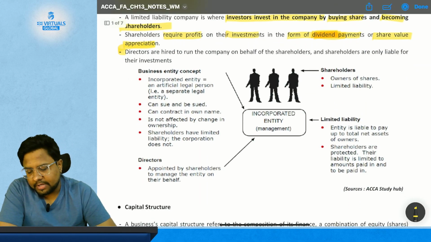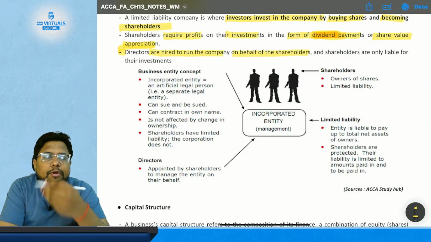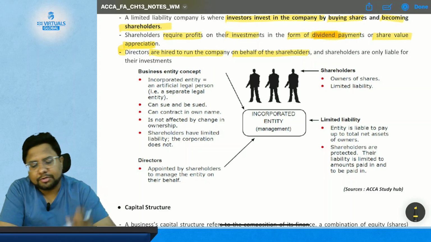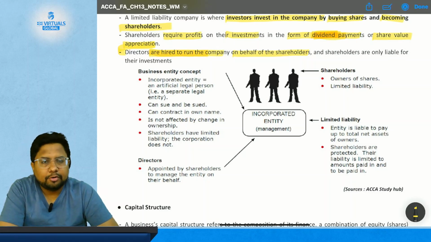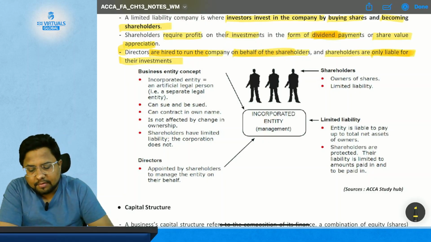Okay, then directors are hired to run the company on behalf of the shareholders. Shareholders do not run the company, they hire the directors, against which the company pays fees to the directors in the form of remuneration. So directors are hired to run the company on behalf of the shareholders, and shareholders are only liable to their investment.